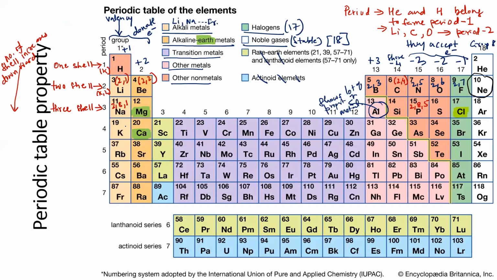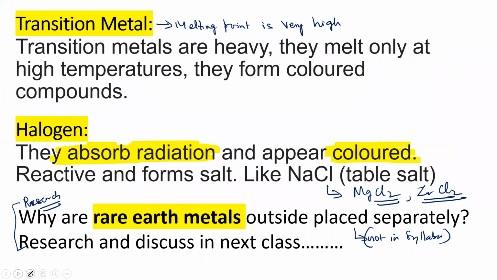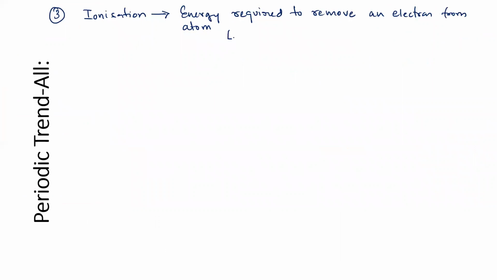If I have to compare, for example, sodium and phosphorus, or let's say lithium and oxygen. Lithium is 3, oxygen is 8. Technically, lithium is 2, 1, so the valence electron is 1. Oxygen is 2, 6, so the valence electron is 6.